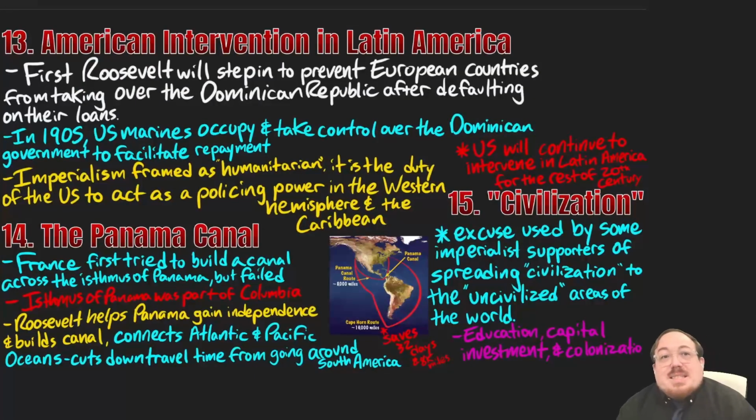So this is one of many examples of intervention in Latin America. As I said, the first time we will do this is stepping in to protect the Dominican Republic from being taken over by the British and the French after defaulting on their loans. In 1905, U.S. Marines will occupy the government to facilitate repayment.